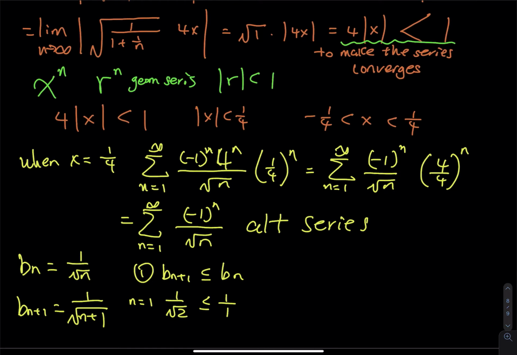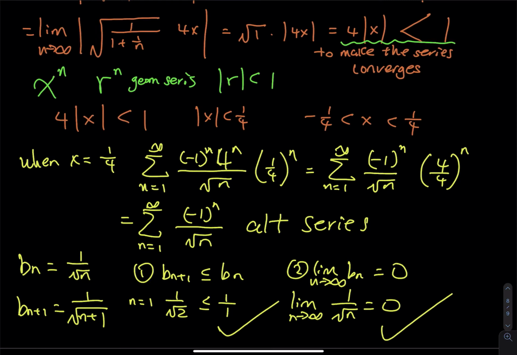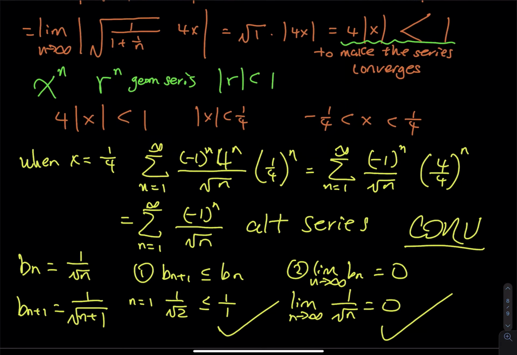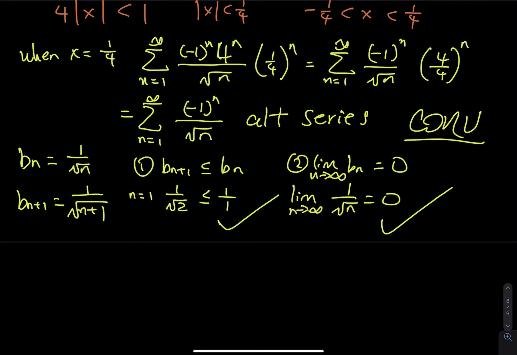Okay, and then we have number 2, we have to prove that the limit as n approaches infinity of Bn is equal to 0. The limit as n goes to infinity of 1 divided by root n equals 0. So 1 is true, 2 is true. That means the series is convergent using the alternating series test. So that is only the right endpoint. We also have to test the left endpoint, the negative 1 over 4. Let's do that. That is why the problem is so long.